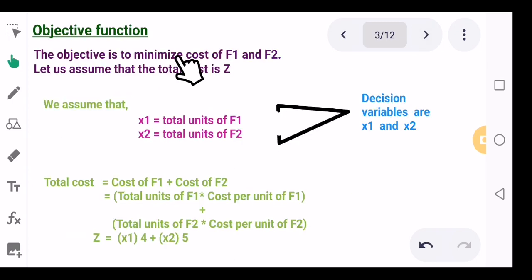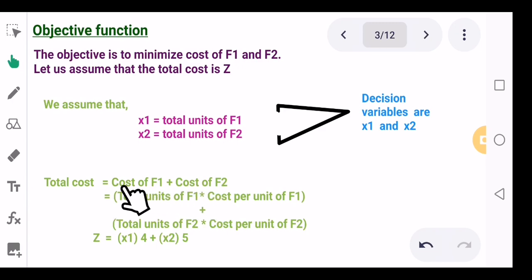Okay, so the objective function. The objective is to minimize the cost of F1 and F2. Let us assume the total cost to be Z, because it's not given in the question. Total cost will be equal to the cost of F1 plus the cost of F2. So total cost is nothing but the cost of purchasing your F1 and the cost of purchasing your F2.